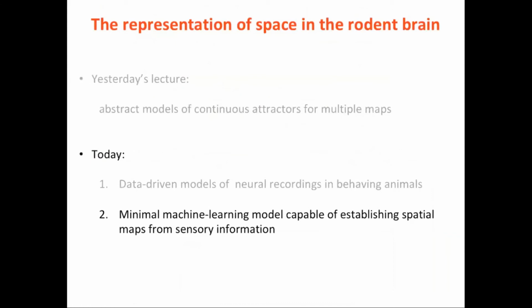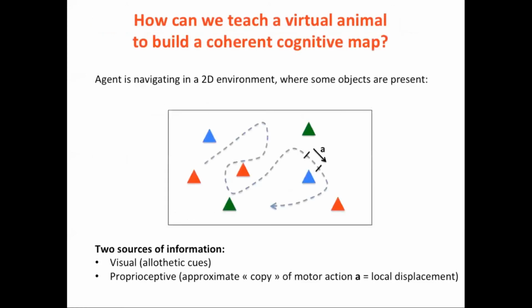So I would like to switch now to the second part of the lecture, which is going to be more abstract, since I want to now think irrespectively of any kind of model like the one we introduced yesterday and any kind of data like the one I analyzed today, about what could be the minimal model capable of establishing some spatial maps from sensory information. So now I don't really care about neuroscience constraints anymore. I just want to build some kind of minimal model which is able to do navigation, or actually to represent space in a meaningful way.